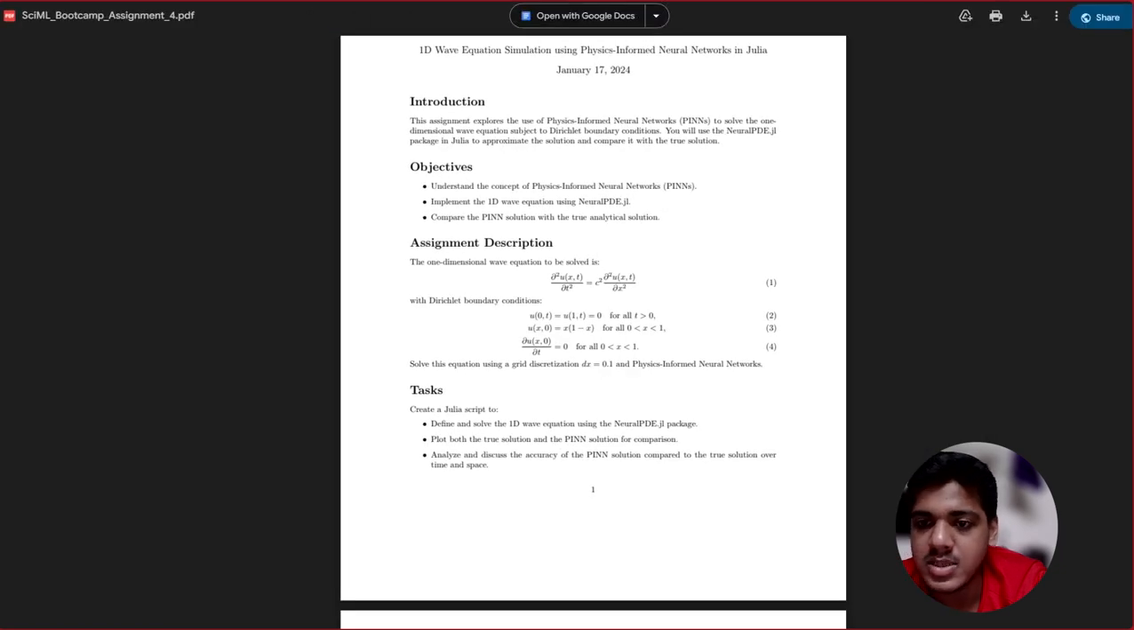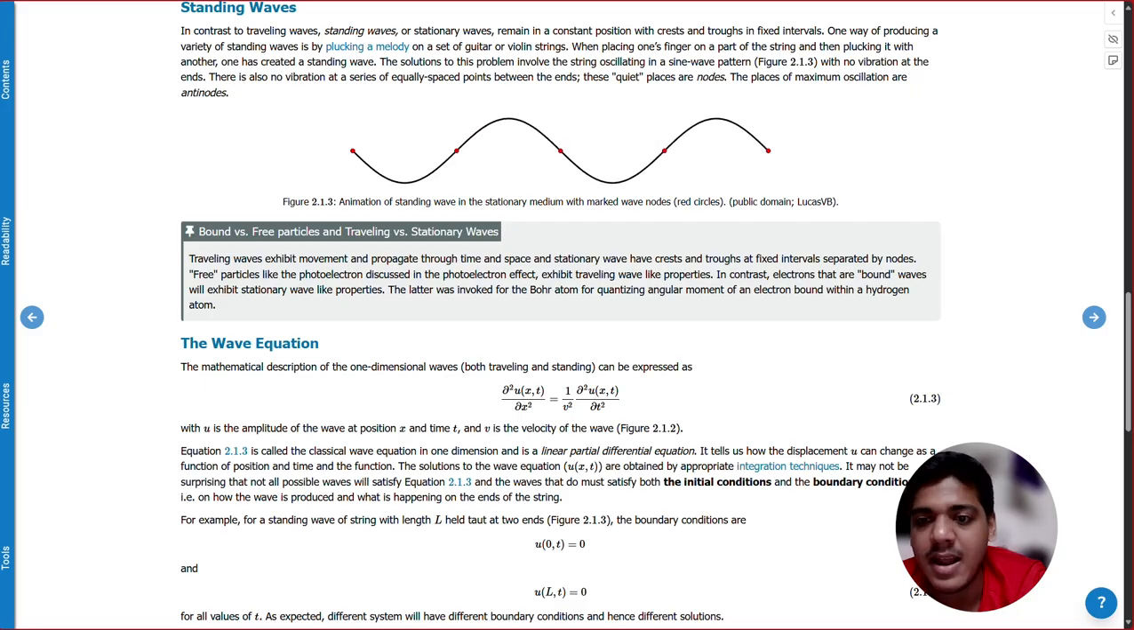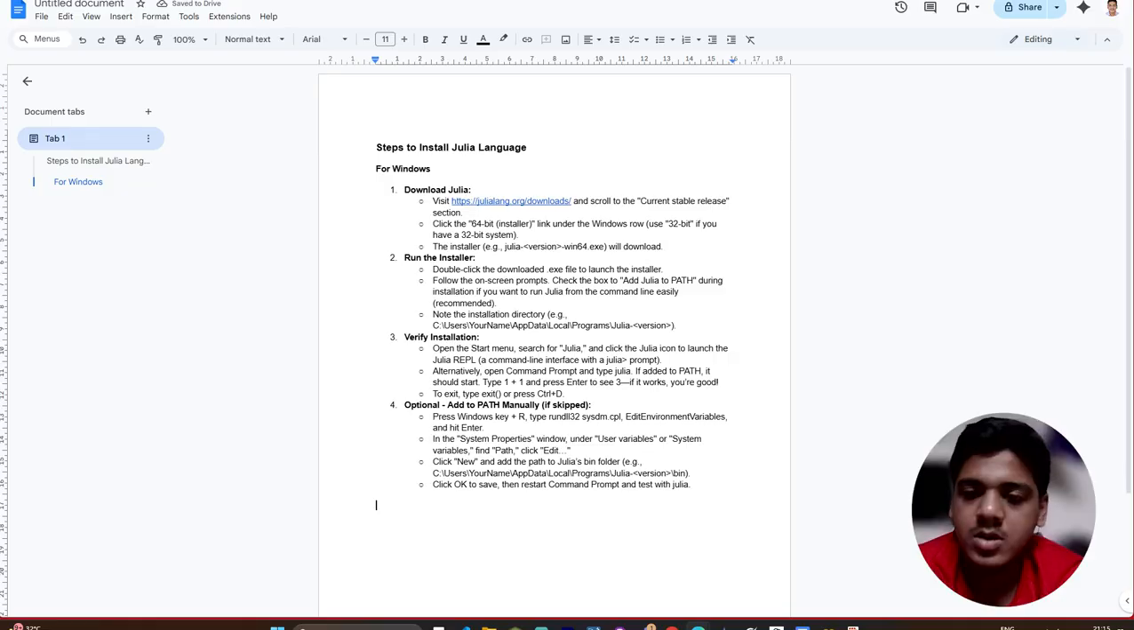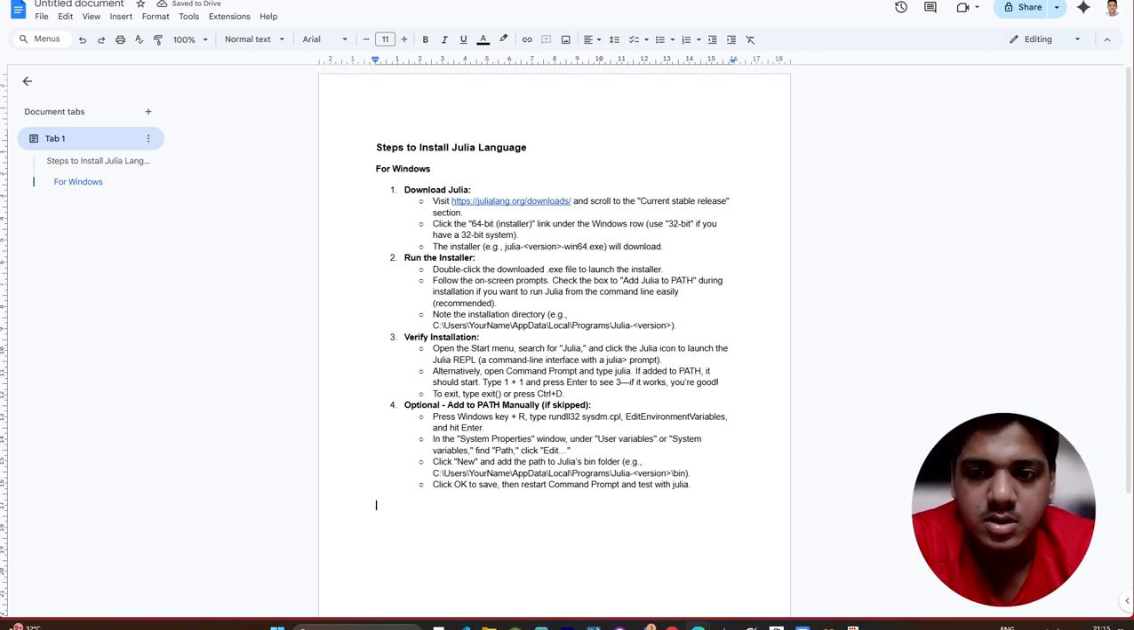Now I will dive into the code and explain each line in the simplest form. Before diving into the code, the PINNs we are using here are in the Julia language. So you first have to set up Julia. You have to download it from the internet and install it. After installing it on your computer, you have to add the path of the bin folder to your environment variables.